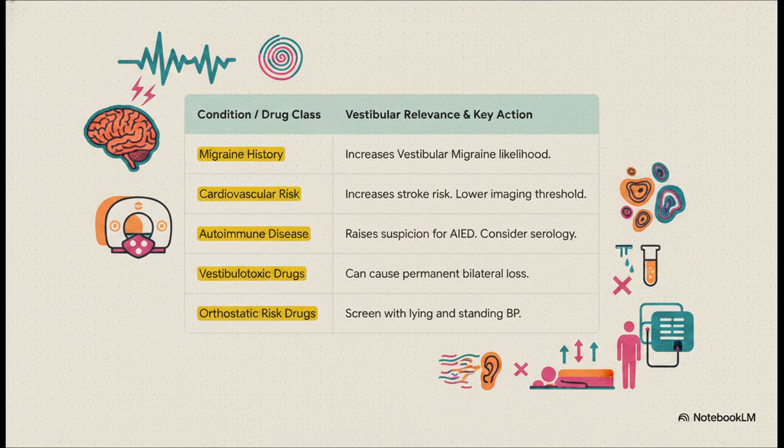And you can see here just how much a patient's history directly guides what we do next. You see a history of migraine? Well, the chance of it being vestibular migraine just jumped up by 5 to 20 times. Got cardiovascular risk factors? You're going to have a much lower threshold for ordering imaging. Each one of these things, from autoimmune diseases to specific drug classes, points you down a certain path, whether that's ordering blood tests or simply checking your blood pressure lying down and standing up.